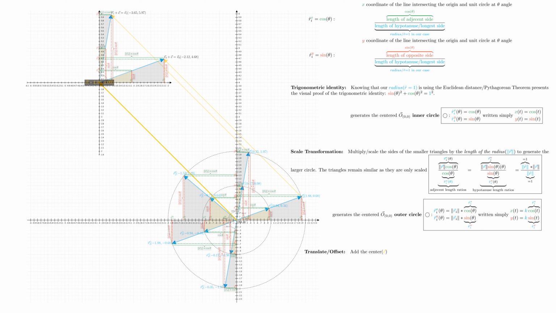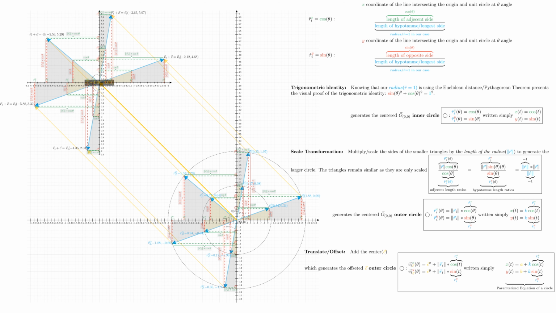X component of v vector is just x of r vector shifted by -4, or x of r hat multiplied by 2 and shifted by -4. Similarly, y component of v vector is just the y of r vector shifted by 4, or y of r hat multiplied by 2 and shifted by 4, which generates us the offset circle by a and b, yielding the parametrized equation of the circle.